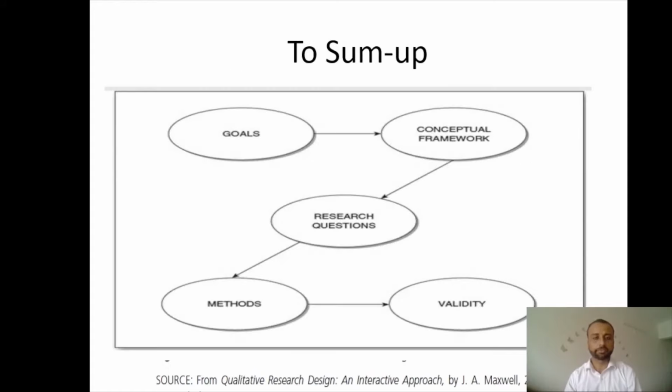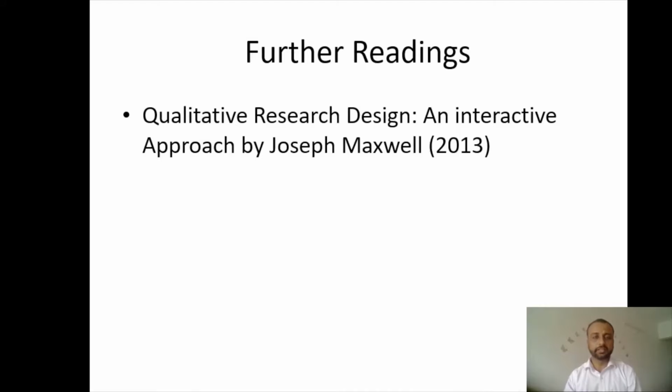To sum up, you have 5 things to achieve. You begin with your goals, go to the conceptual framework, you ask questions, you decide upon the methods, and then you validate things. It's an iterative process, so many times it may happen that once you are validating the things, you find that there is a problem in the goal. So you have to go back to the goal and see whether there is any amendment or any improvement that I can make.